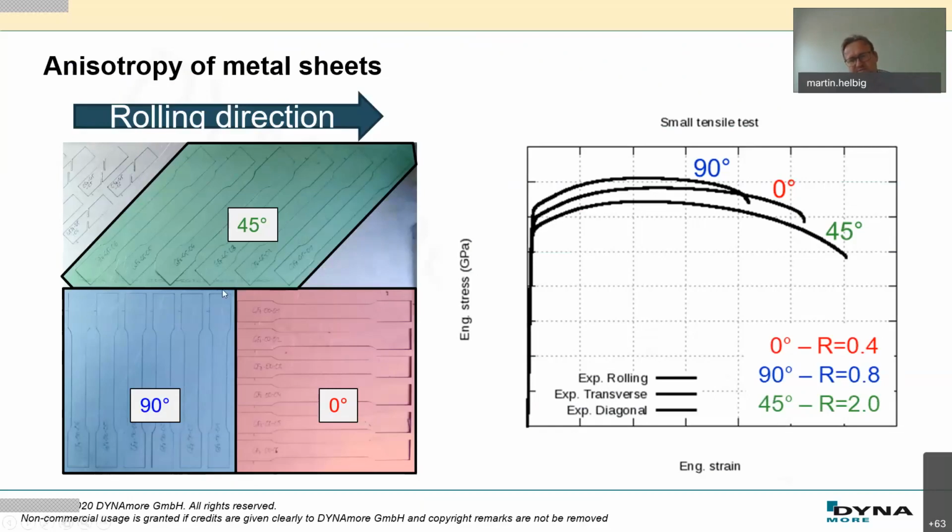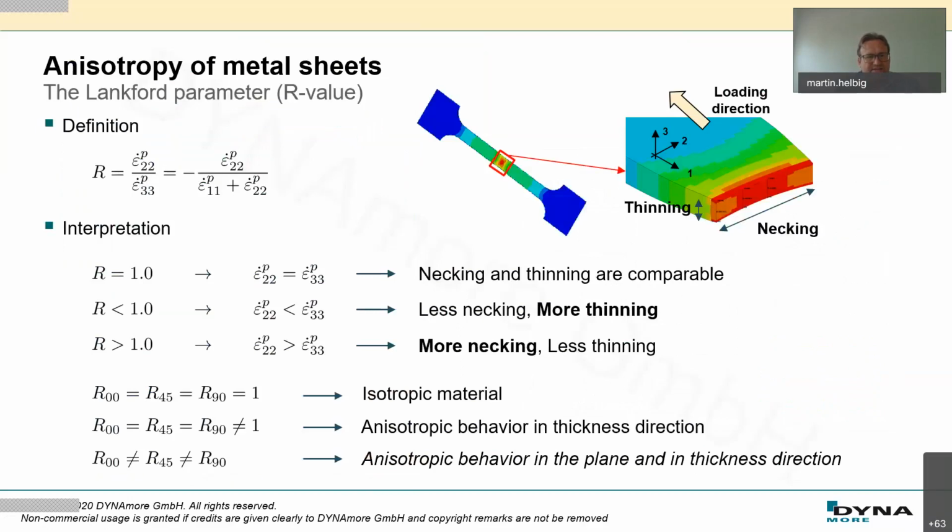And then we can do some tensile tests, and we see the results that, depending on the angle, we have different engineering stress-strain curves. These differences can be described over the Lankford parameters. And this can be done with MAT36, this Barlat model. Here is the description of these Lankford parameters.